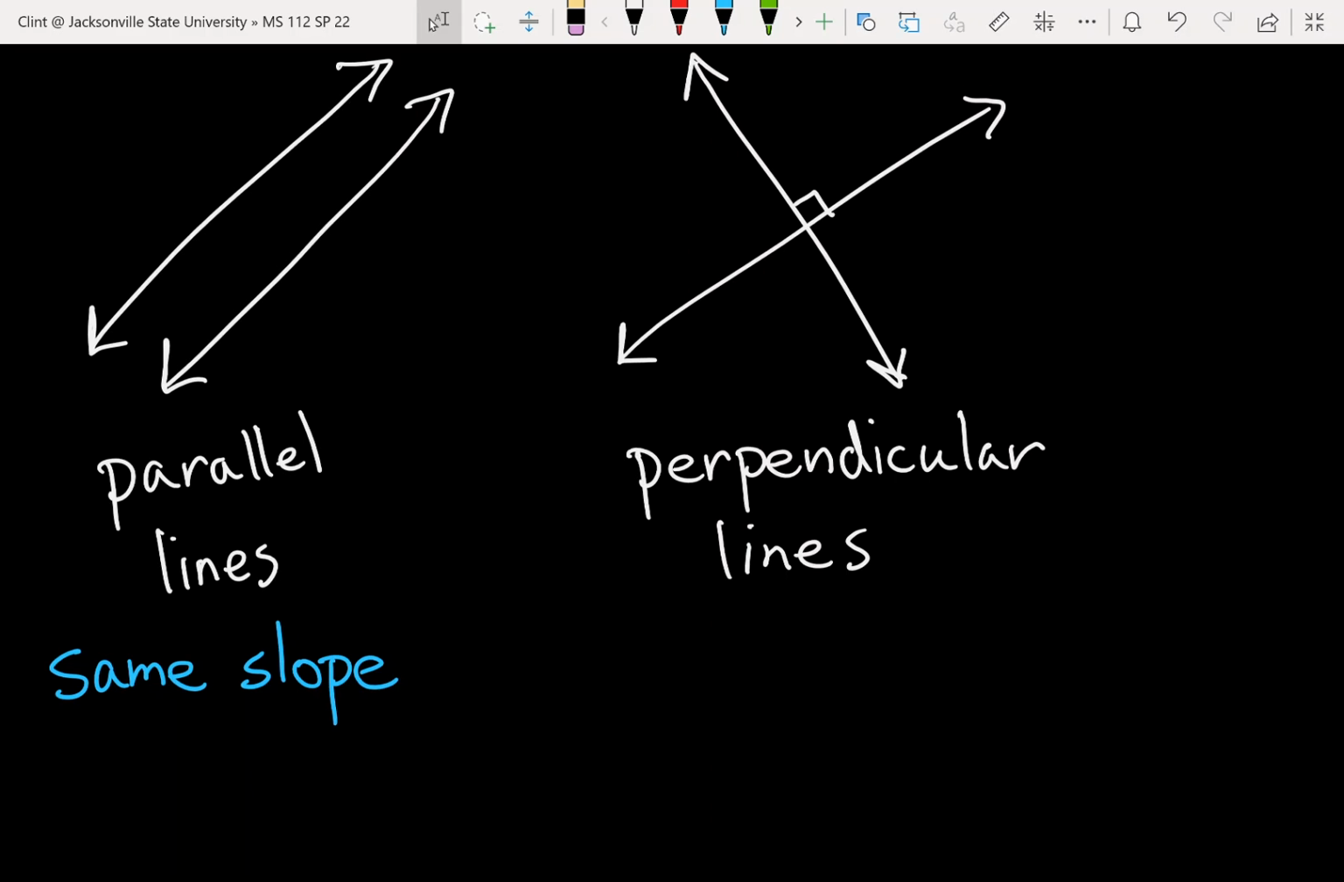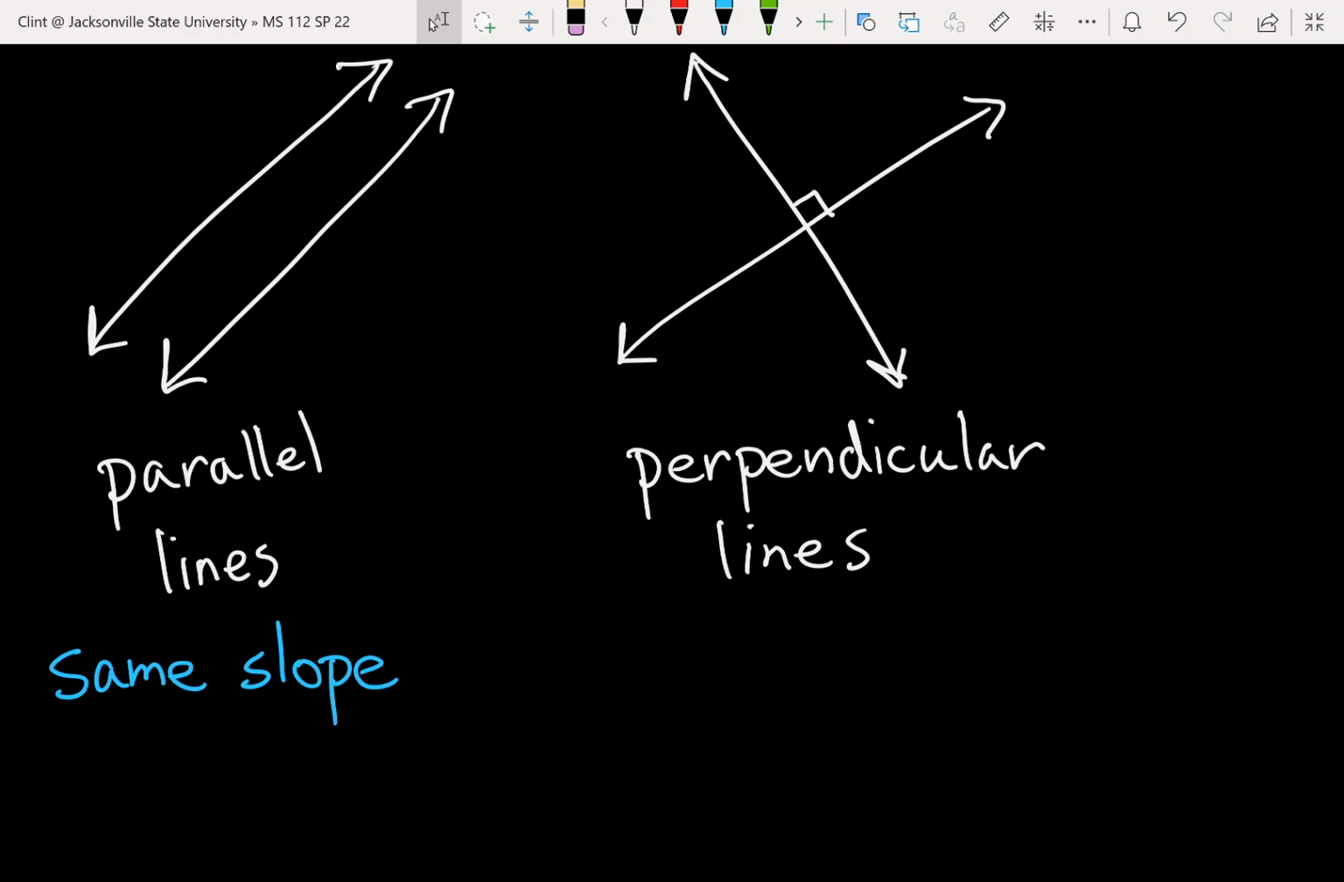Perpendicular lines are a little bit harder to think your way through. One part of it we can pick out pretty easily. Here, this line has a positive slope. What's the sign of the other slope going to be? It's got to be negative. So one part of the relationship between the slopes of perpendicular lines is that they have opposite signs.